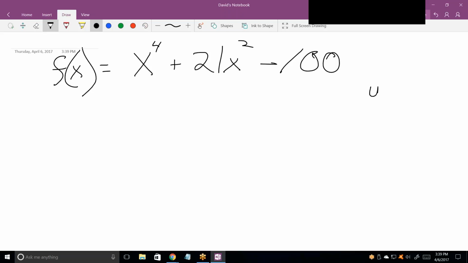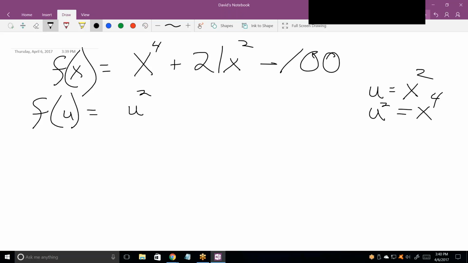What am I going to let u equal? Well, u equals x squared. Then figure out what u squared is. That's x to the 4th. Now I can represent this as a function of u, and it becomes u squared plus 21u minus 100. Now you can factor that.